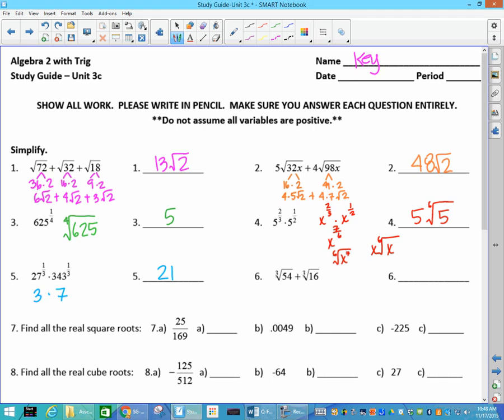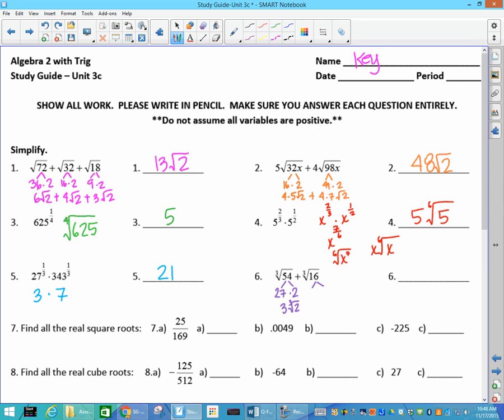It's bothering me. Alright, the cube root of 54. 54 is not a perfect cube, so I'm going to break it up into factors that I know are cubes. A cube that I know goes into 54 is 27, and that's 27 times 2. So the cube root of 27, that's 3, so this becomes 3 cube roots of 2.